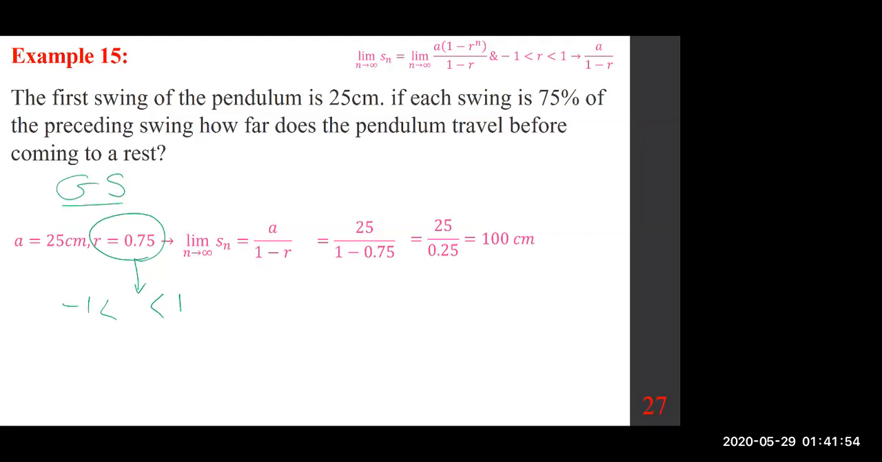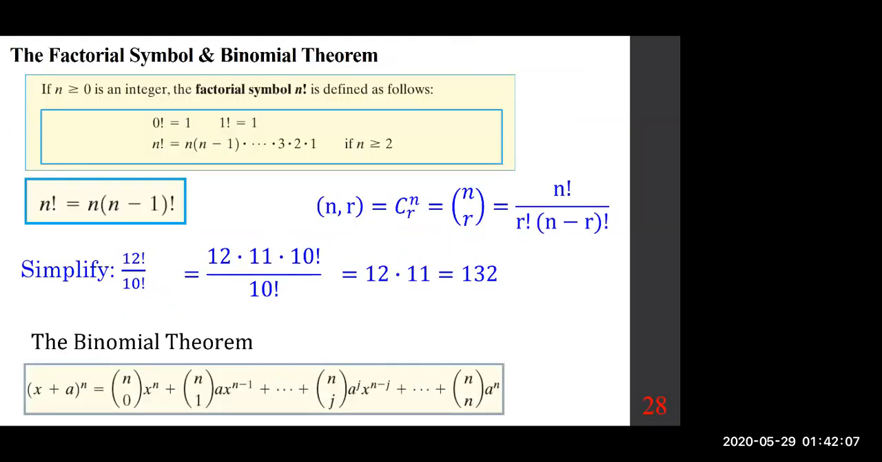Let's go to the last topic. Here's what we have. We're looking at factorial symbols and the binomial theorem. I hope you remember this from algebra. All of this is covered. There is nothing brand new here, class.